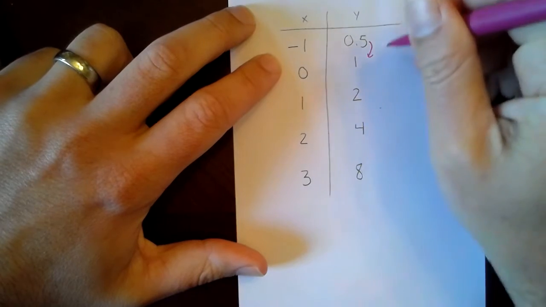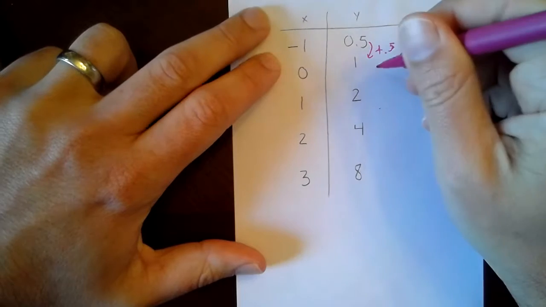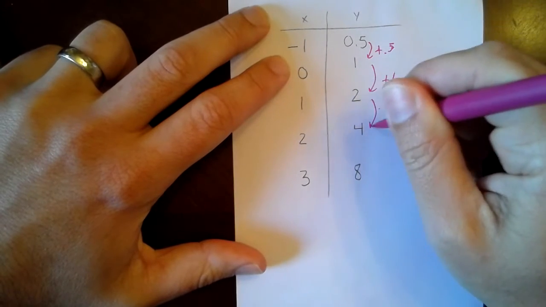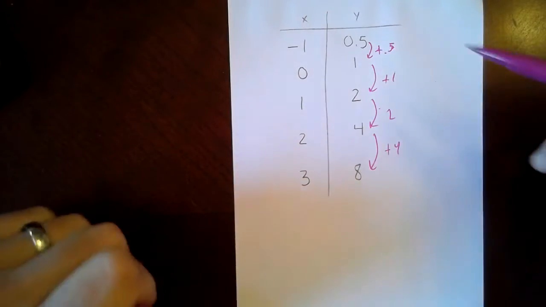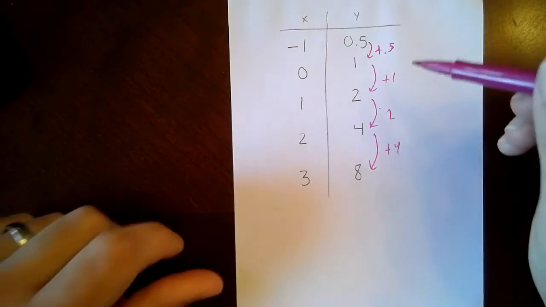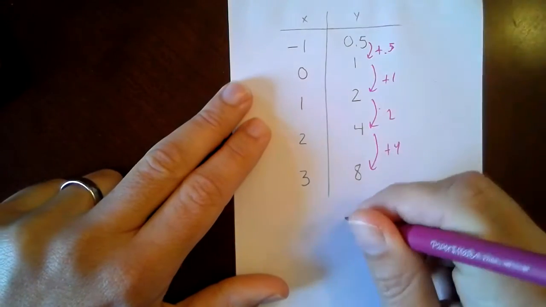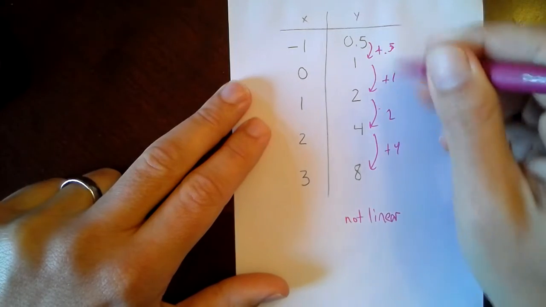So we're kind of trained to figure out the differences. This is going up a half. This is going up 1. This is going up 2. This is going up 4. Okay. So now that's the first difference. The first difference is all different. So we know it's not linear. It's not linear because the first difference is different.